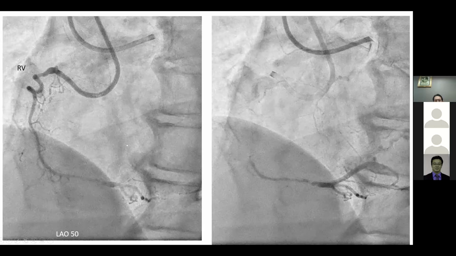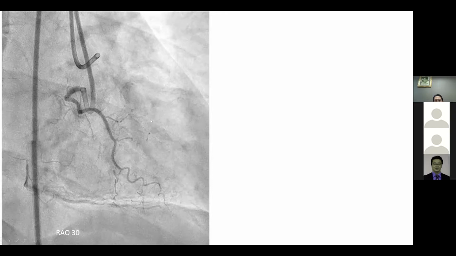But this is a freeze frame. Okay, the entrance of the CTO may be here, and the collateral channel from the circumflex. And when you check the aerial view, there's a large RV branch, and then the distal end is like here, at the side branch here. So maybe about 30, 40 millimeter CTO length.